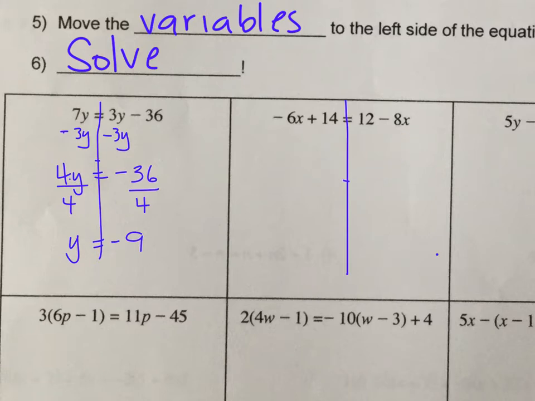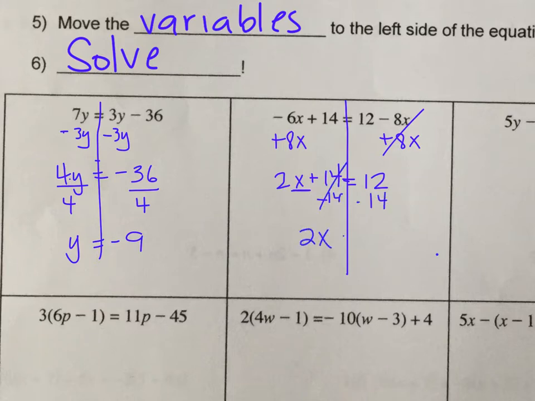How do I move a minus 8x? Plus 8x. Goes away there. I have to put it with that negative 6. Negative 6 plus 8 is 2x plus 14 equals 12. All right, my goal is to get this x all alone. So I'm going to subtract 14. 2x equals negative 2. Divide by 2. X equals negative 1.